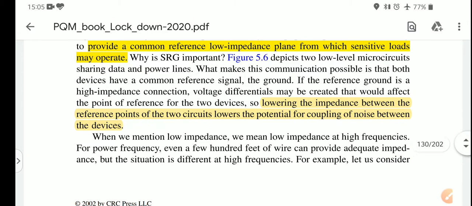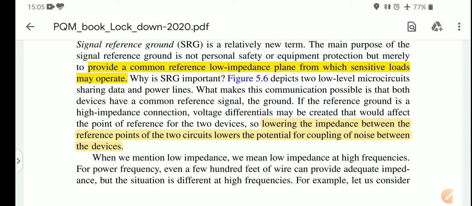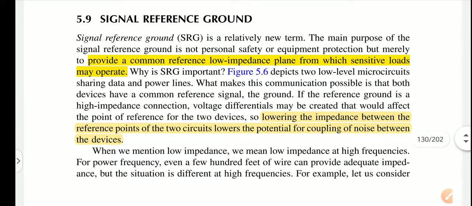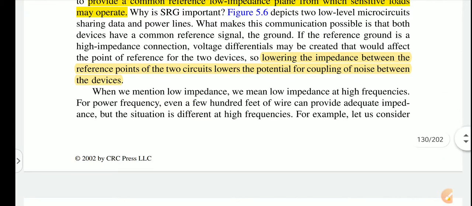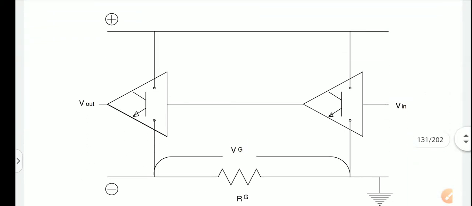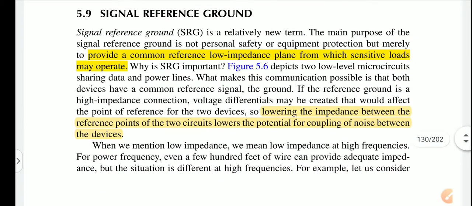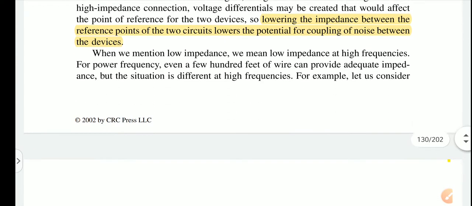So it shows the two level microcircuit sharing data and power lines. What makes this communication possible is that both devices have a common reference signal, which is the ground. Here the common reference signal is the ground. If the reference ground is a high impedance connection, then a voltage difference may be created that would affect the point of reference for the two devices.